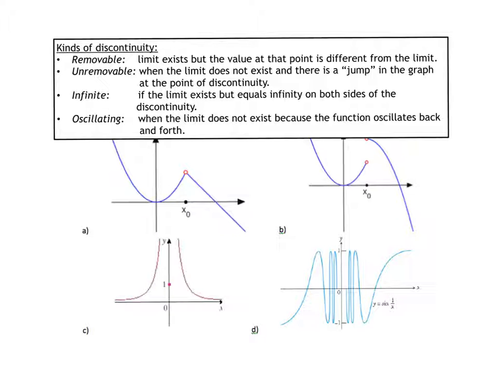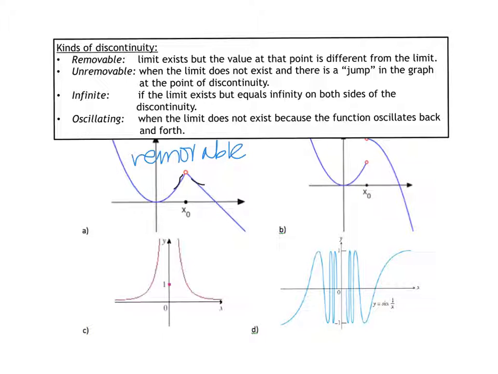There's the removable discontinuity, which is this first one. It's called removable because there's only one point that requires filling. So if I just filled that point somehow, I would remove the discontinuity. The only problem here is that I have to jump there. So that's called removable, if there's just a point to fill.